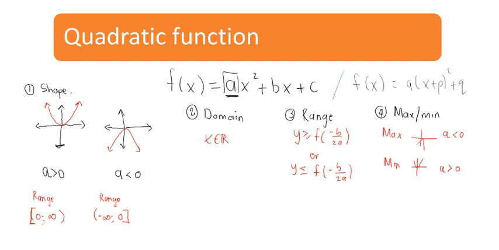Another thing that's also very important when working with your quadratic function is being able to determine your axes of symmetry and your turning point. Let's start off with the axes of symmetry. What are the axes of symmetry? The axes of symmetry is an imaginary line that divides a graph into two mirror images of each other.